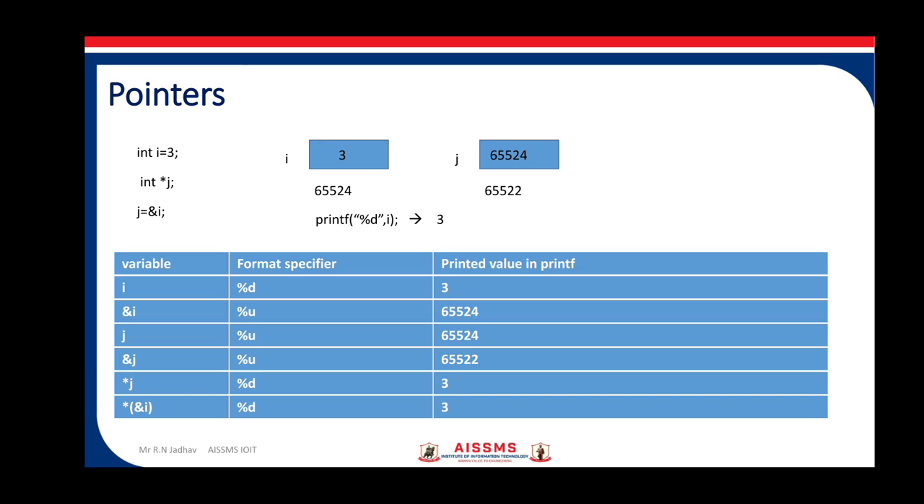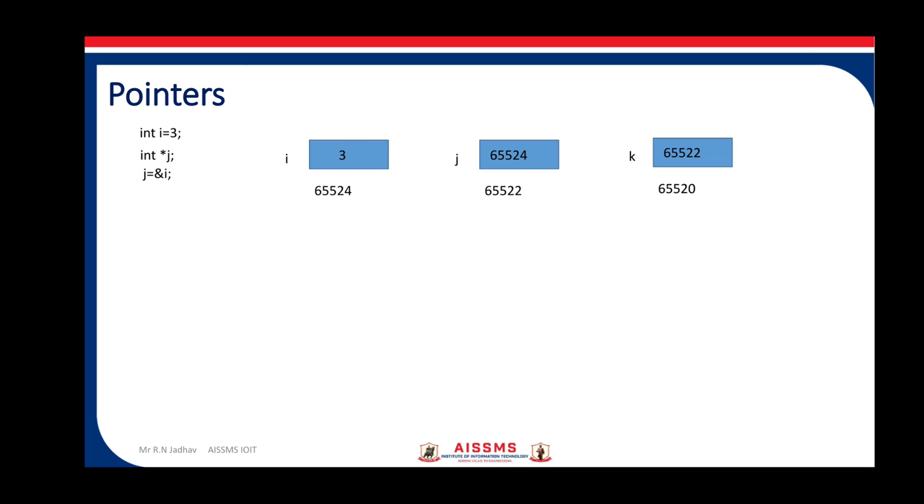You can also use a combination of * and &i. So here the address of i is 65524 and the value at that address is 3. So the format specifier required will be %d and it will print the value 3. Now let us add one more pointer variable k. This k variable is now storing the address of j. j itself is a pointer. Now we are creating one more variable which is storing the address of that pointer variable. So k is storing the address of j. So how will I declare this k? k is a double pointer to integer.